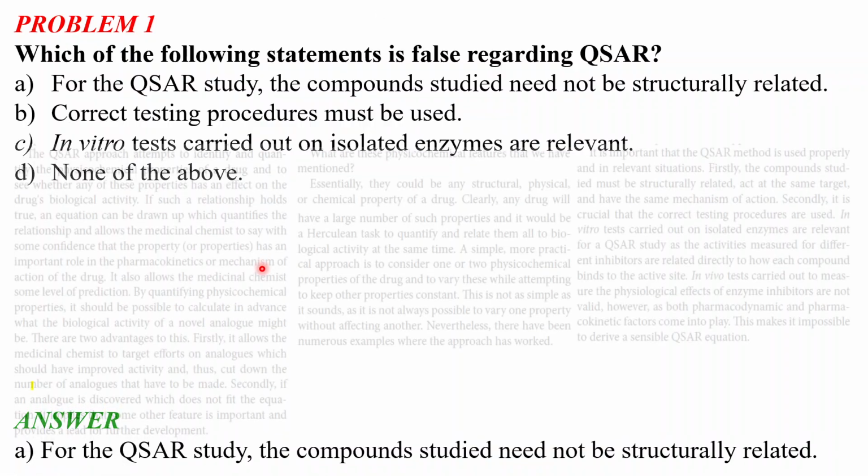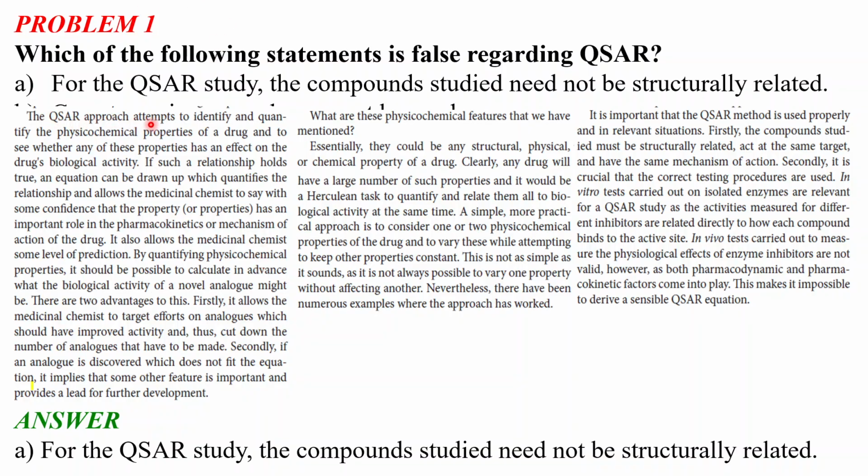This statement is false. The QSAR approach attempts to identify and quantify the physicochemical properties of a drug and to see whether any of these properties has an effect on the drug's biological activity. If such a relationship holds true, an equation can be drawn up which quantifies the relationship and allows the medicinal chemist to say with some confidence that the property or properties have an important role in the pharmacokinetics or mechanisms of action of the drug. It also allows the medicinal chemist some level of prediction. By quantifying physicochemical properties, it should be possible to calculate in advance what the biological activity of a novel analog might be. There are two advantages of this.